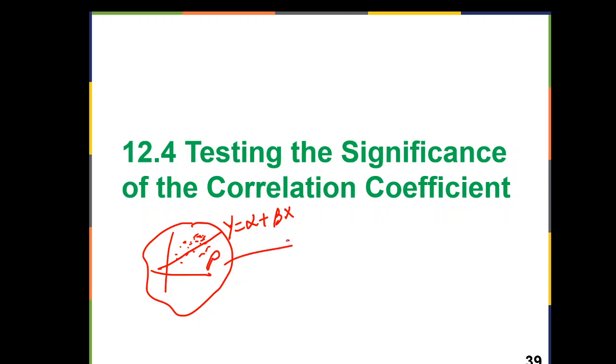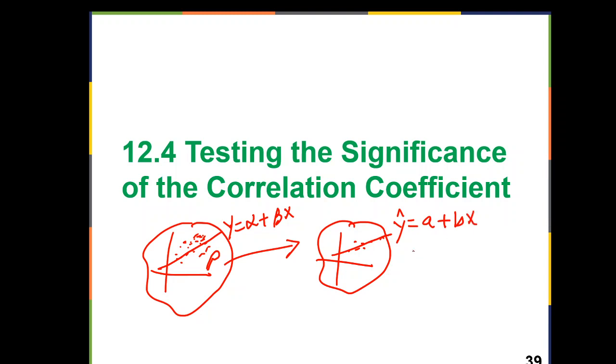So what do we do? We take a sample. And from the sample, we found a line which is y hat, and we call it a plus bx, and then we have r. Now the question is, is this r the same as that rho? Is this line actually this line? And remember, in chapter 9, what do we have to do? We have to do hypothesis testing. And that's what we're going to do the rest of this chapter.